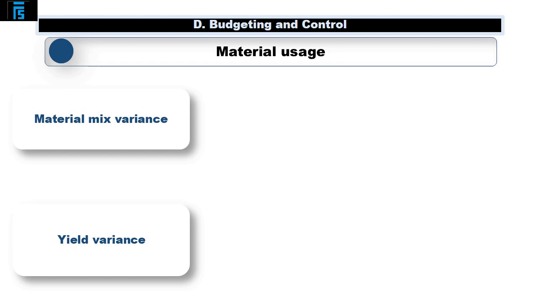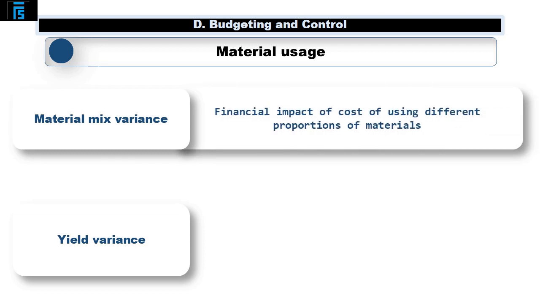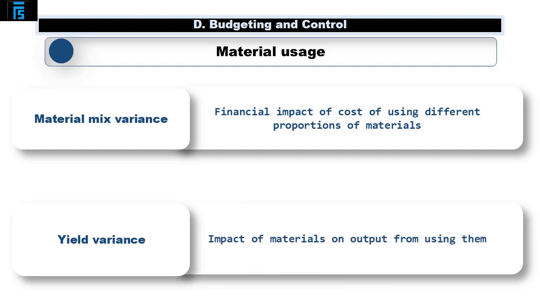As already highlighted, we are now going to take the material usage variance and break it down into a material mix and a material yield variance. In simple terms, the material mix variance will give us more information on the financial impact of the cost of using different proportions or mixes of materials, and the yield variance measures the impact of the different materials on the output, or yield, from using those materials. There is clearly a balance to be achieved with these two variances to ensure that the cost of the material being used is balanced with the efficiency of the materials being used.